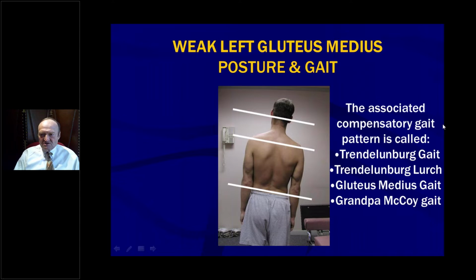The associated compensatory gait to this pattern is the so-called Grandpa McCoy gait, where every time he puts the left foot down, the body shifts to the left. And you've seen people like this. You can watch them going down the street, or in the airport, or walking in your office. This compensatory gait pattern is called the Trendelenburg gait, or the Trendelenburg lurch, or sometimes the gluteus medius gait, or a Grandpa McCoy gait for those who are old enough to remember that show.